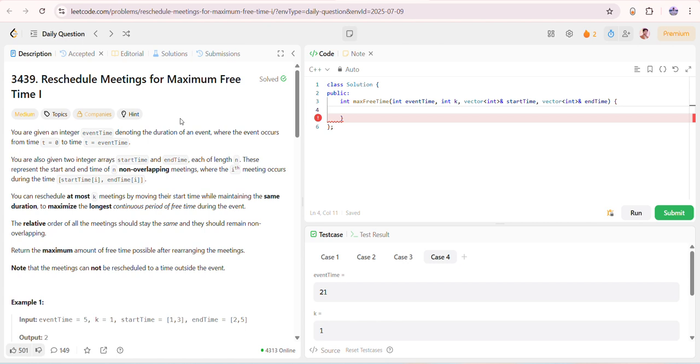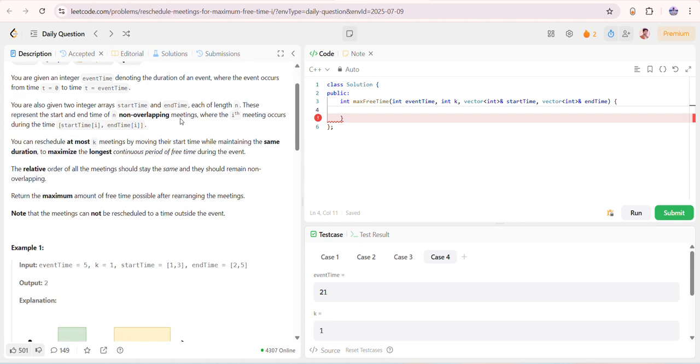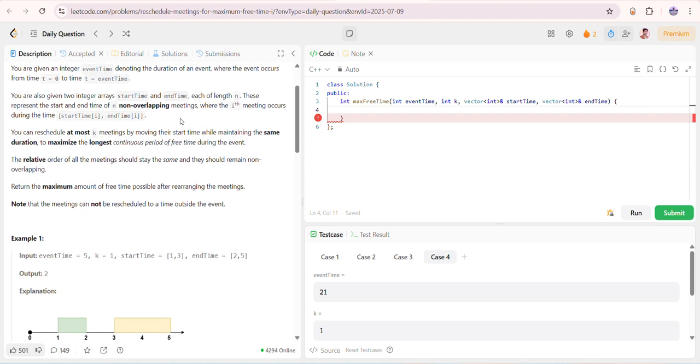Okay, so let us see what the question says. The question says: reschedule meetings for maximum free time. So you have to reschedule meetings so that you get maximum free time. Now to the question, what it says exactly. You are given an integer event time denoting the duration of an event, where the event occurs from time t equals 0 to t equals event time. You are also given two integer arrays, start time and end time, each of length n.